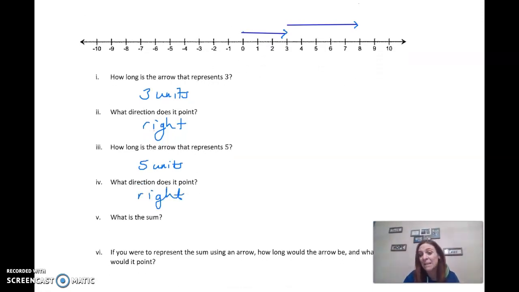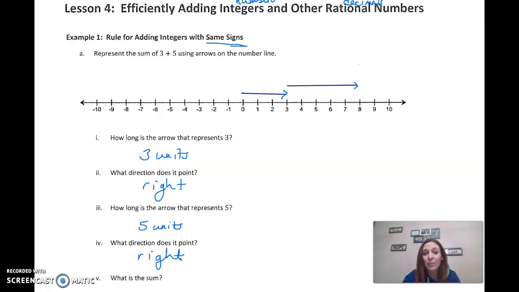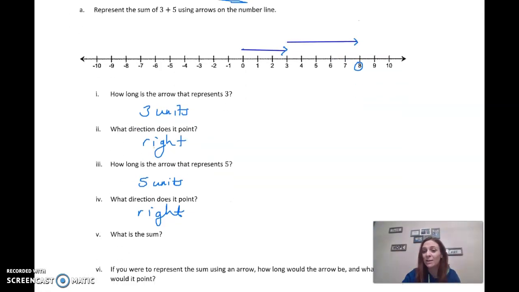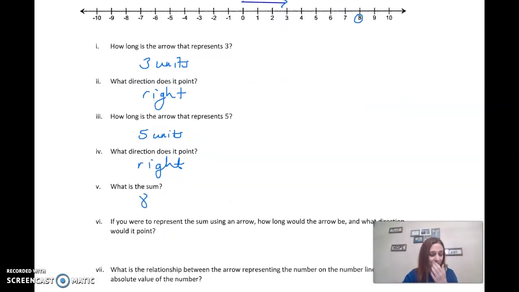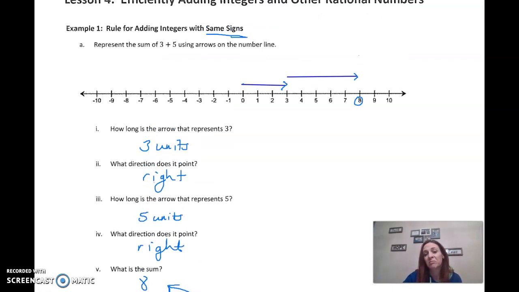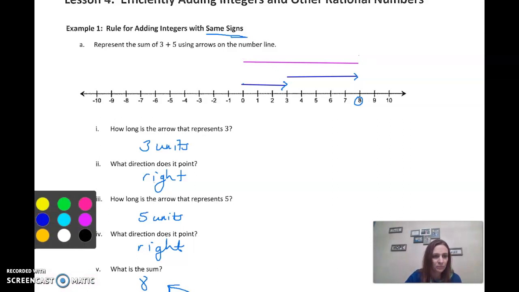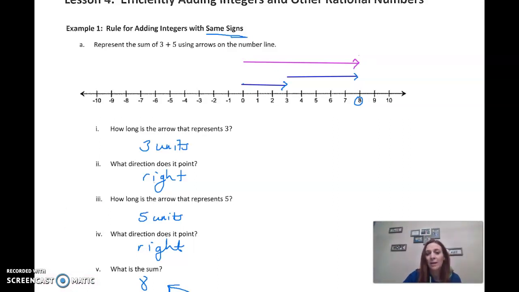What is the sum? Now, the word sum means solution to an addition problem. So on the number line, if I add 3 plus 5 together, I end up at 8. So the sum is 8. So if you were to represent the sum using an arrow, how long would the arrow be and what direction would it point? Well, I would go from 0 to 8. It would be 8 units to the right.